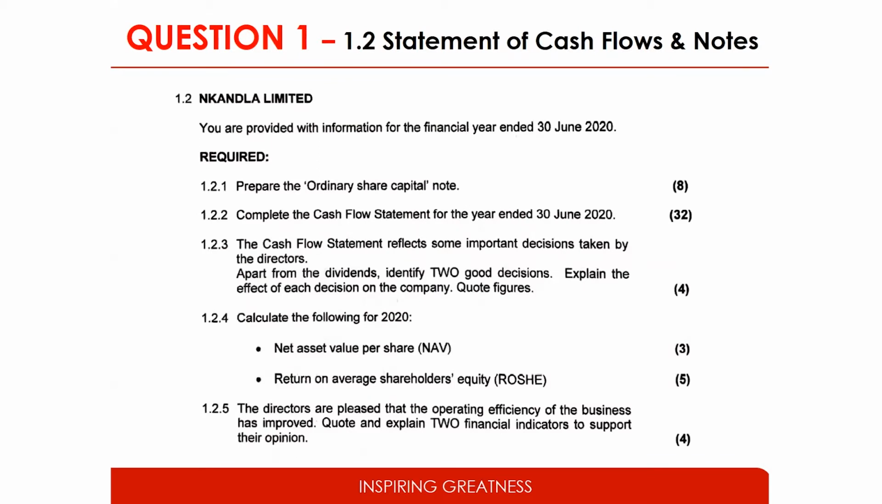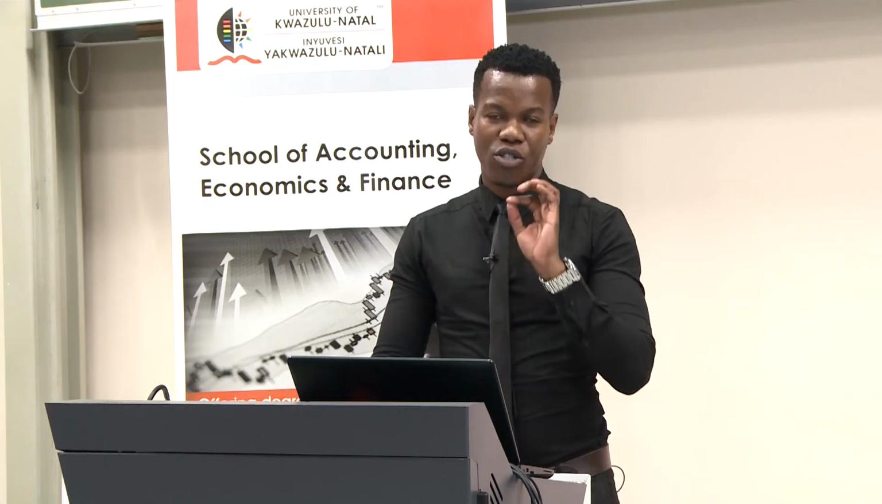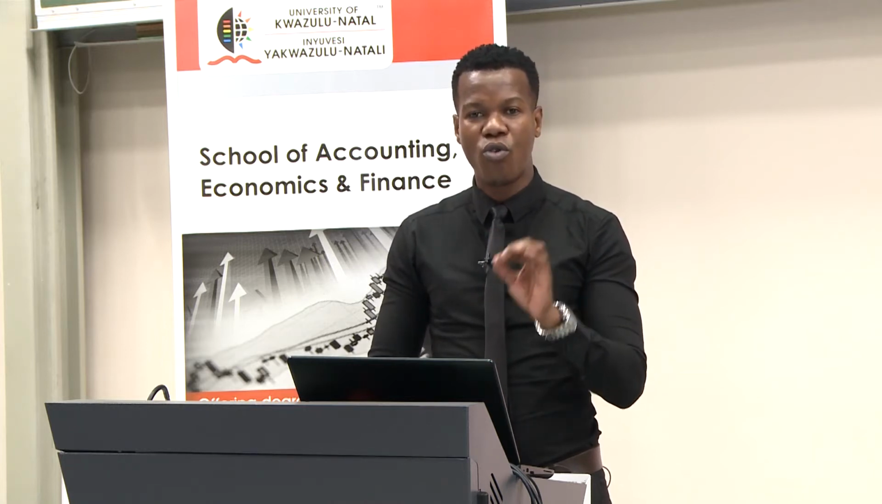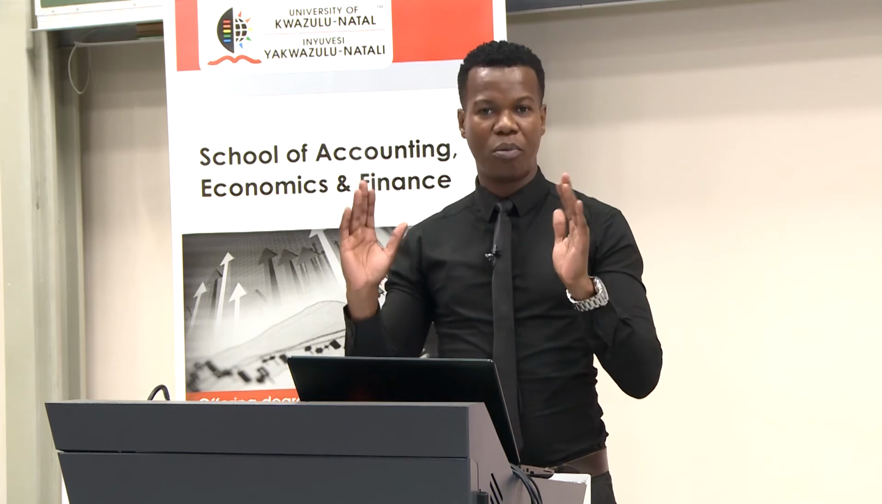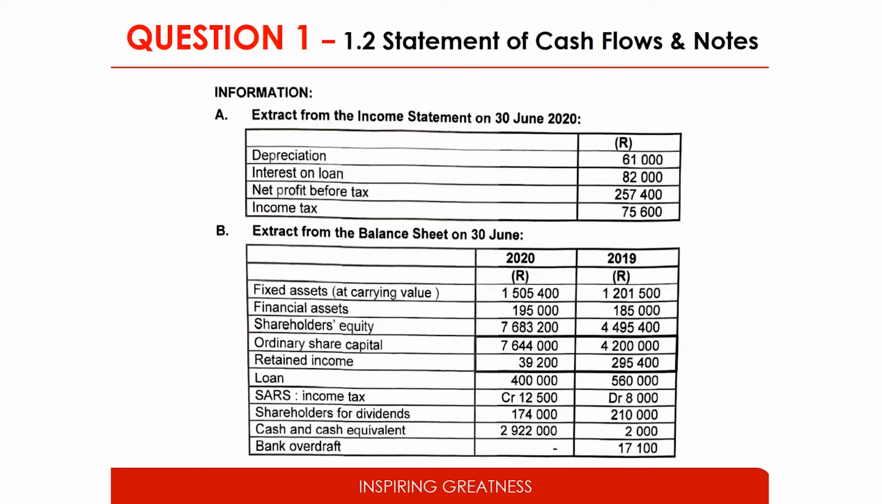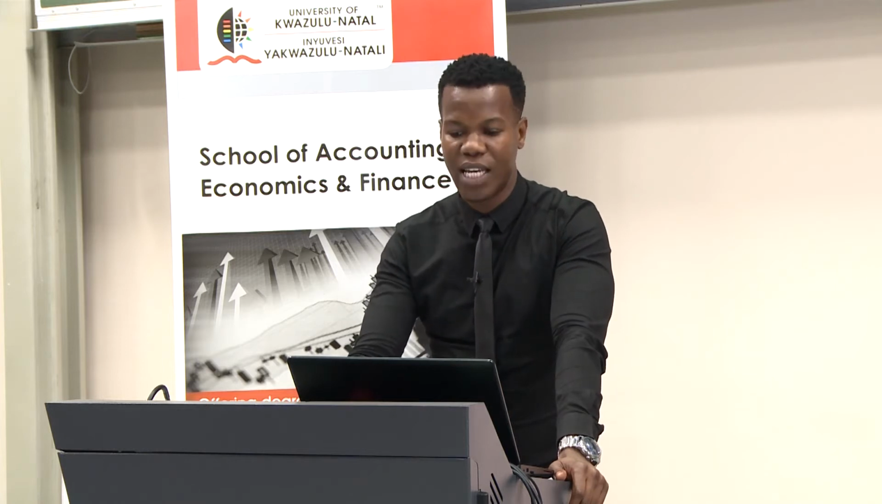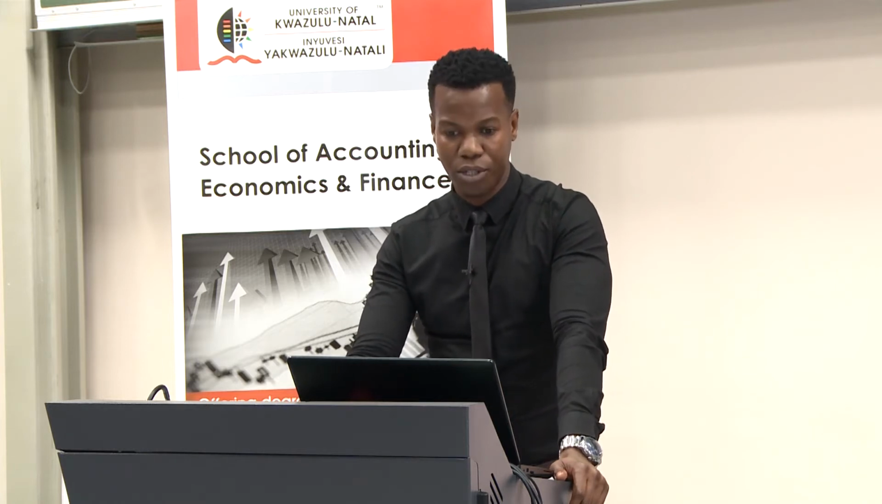Now, before you start doing anything, there's one thing that is very, very important that I want you to always start writing. That is your accounting period, the period under review. The accounting period is normally 12 months. Here you are presented with the information for the year ended 30 June 2020. It means it's the 1st of July 2019 up until 30 June 2020. That is your accounting period.